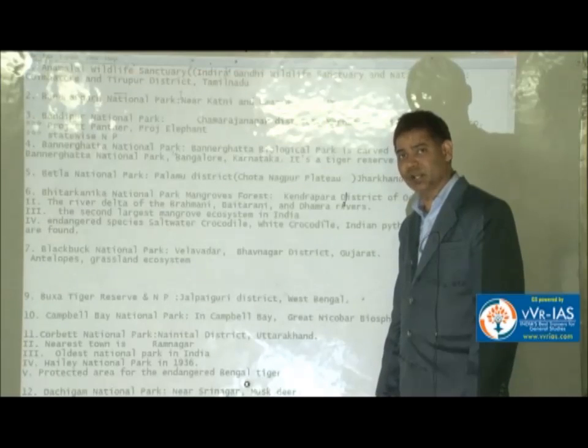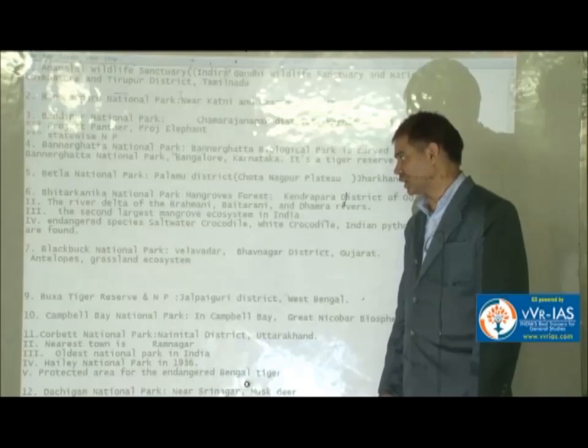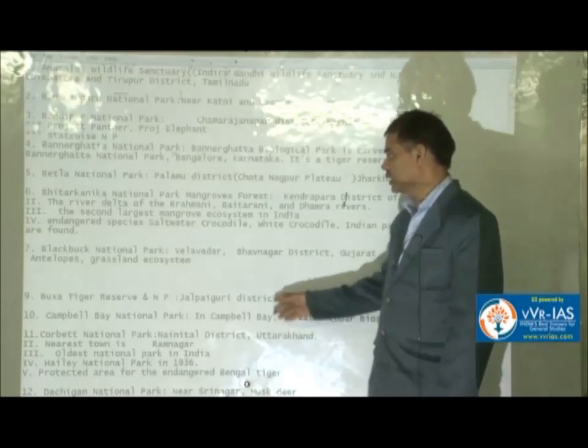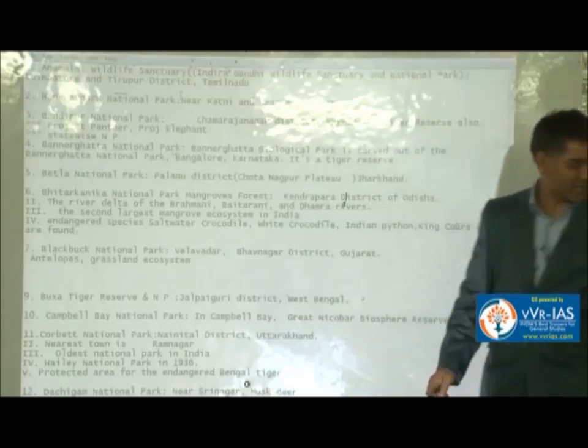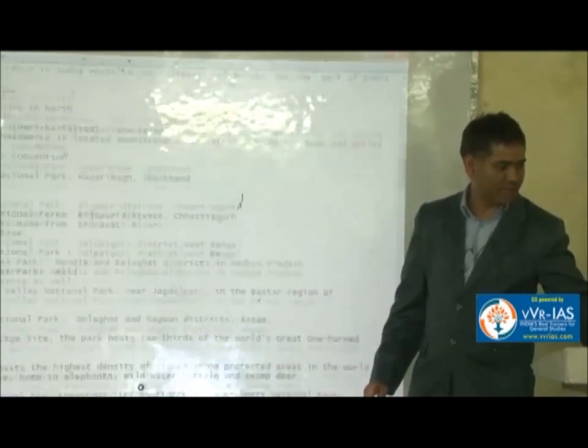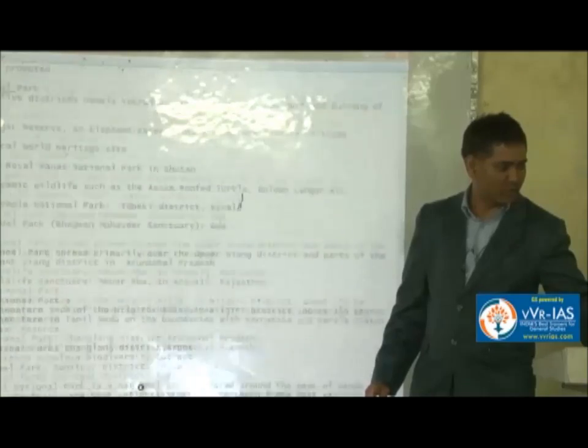There are three places with blackbucks: the Churu district of Rajasthan, the national park in the heart of Chennai, and the third is Blackbuck National Park, located in Gujarat. Buxa National Park. In this way, we have a collection of around 75 national parks, and all those 75 national parks we are going to discuss in great detail.